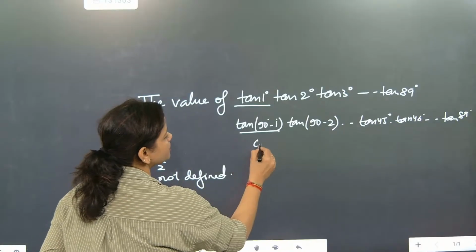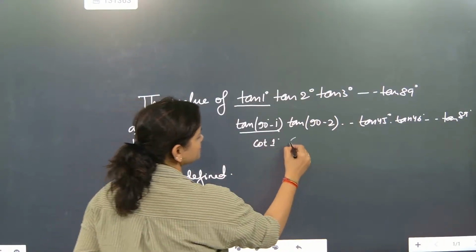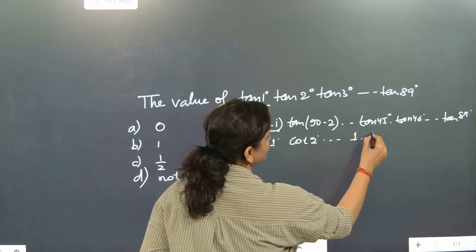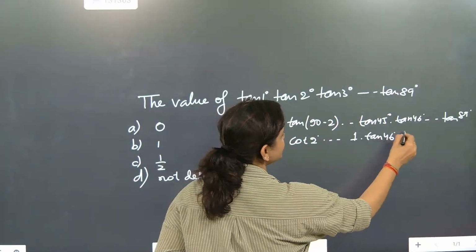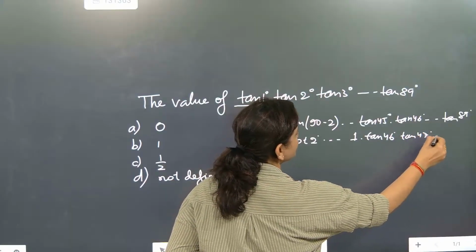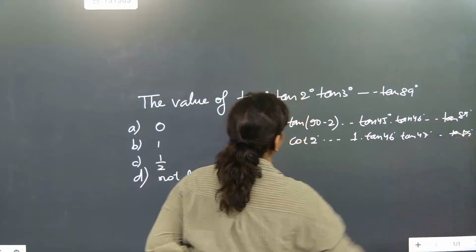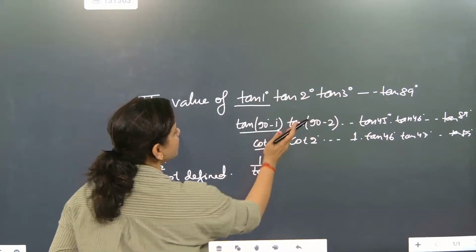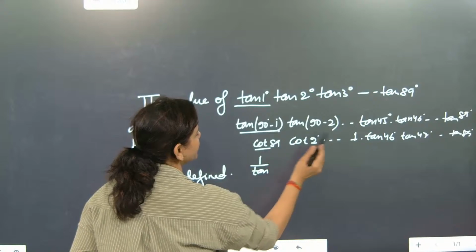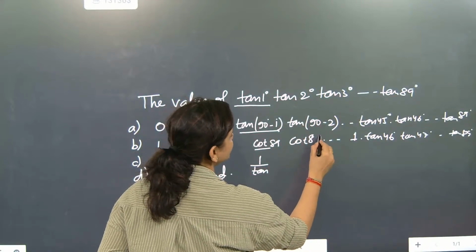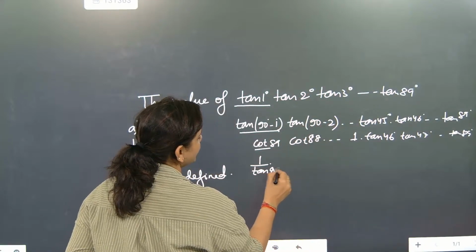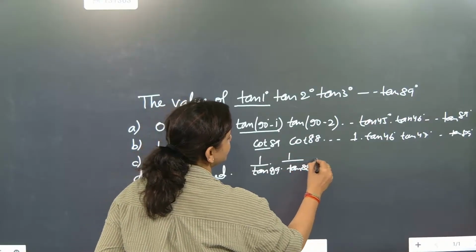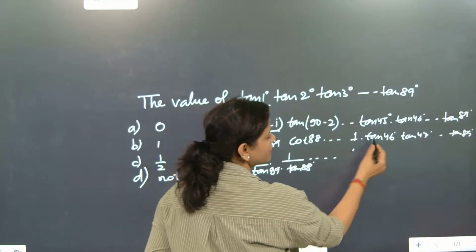So this will become cot 1 degree, this one will become cot 2 degree. Tan 45 is 1, and here it is tan 46 degree, tan 47 degree till tan 89 degree. Now cot 1 will become what, beta? 1 by tan 89. This part will become cot 89, and here 90 minus 2 will become 88, so cot 88 will become 1 by tan 88, and then this part will be just reversed now.